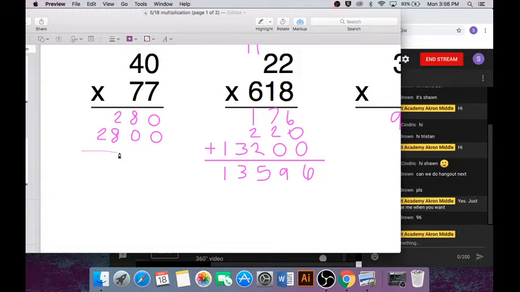Add those together. 0 plus 0 is 0. 8 plus 0 is 8. 8 plus 2 is 10. And 2 plus 1 is 3. So our answer is 3,080.